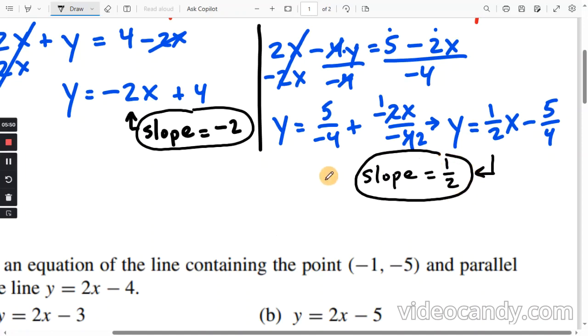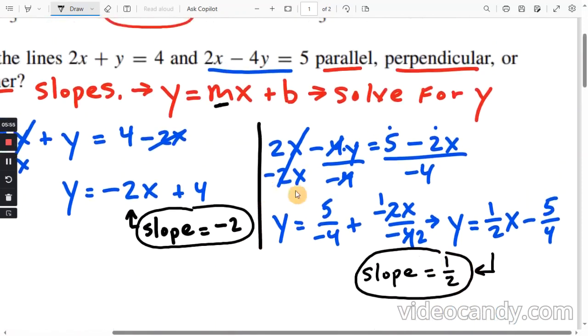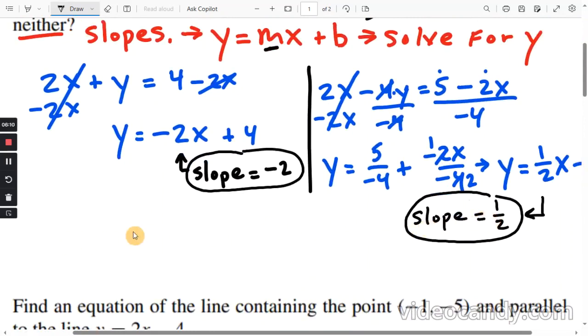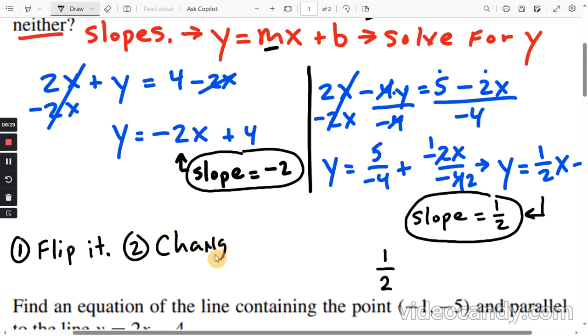So the slopes are not equal. And in order for the lines to be parallel, the slopes would have to be equal. The slopes are not equal, so it's not parallel. Let's take the negative reciprocal of one of the slopes and see if we get the other one. So to take the negative reciprocal, let's say we take the negative reciprocal of 1/2. There's 2 steps you want to do. You want to flip it and then change the plus minus sign.